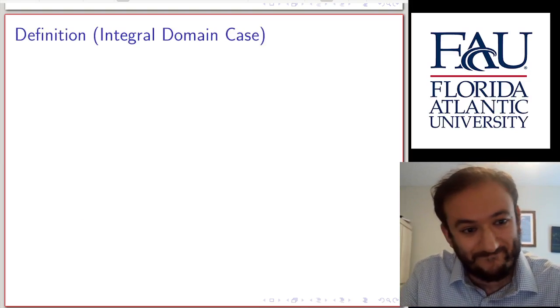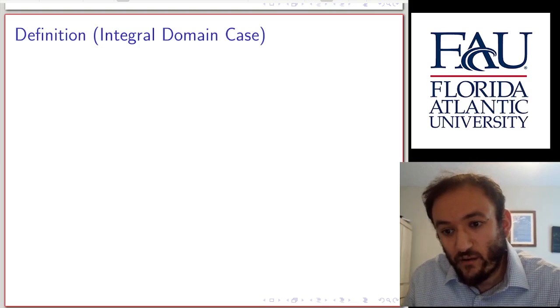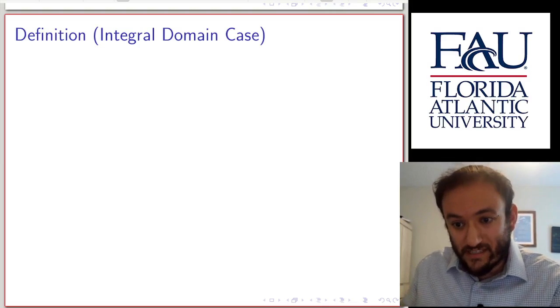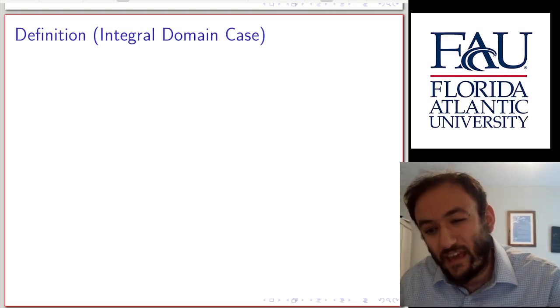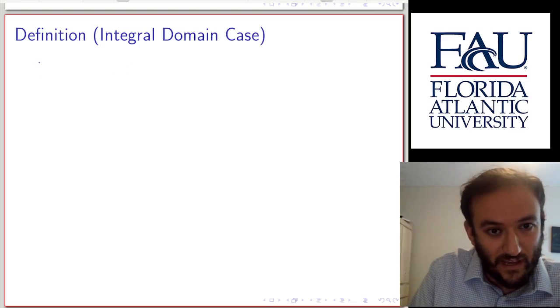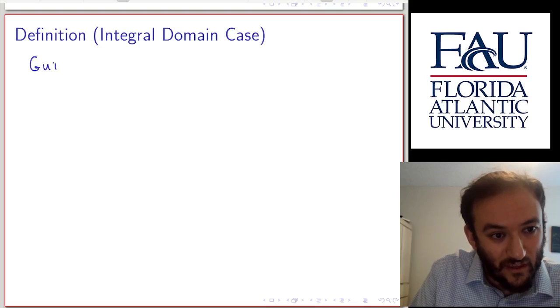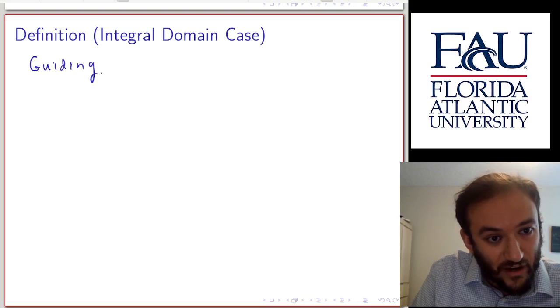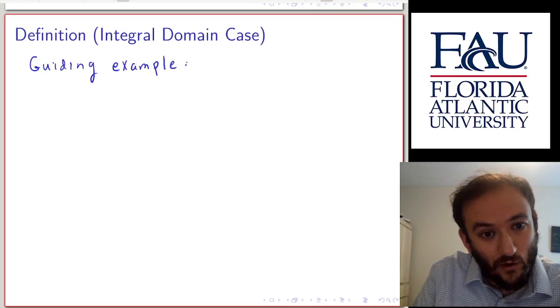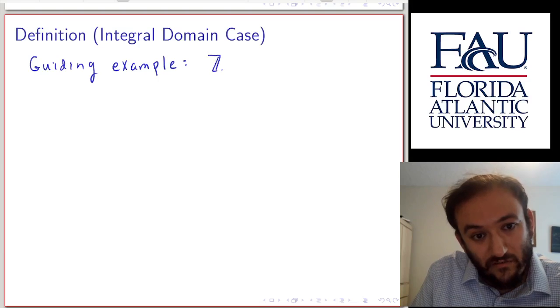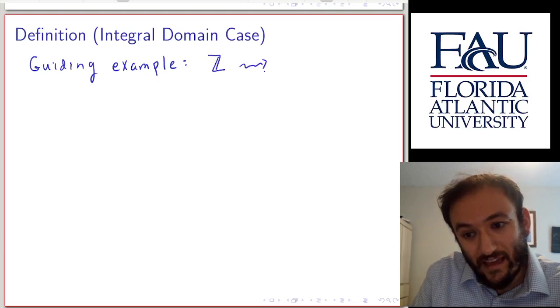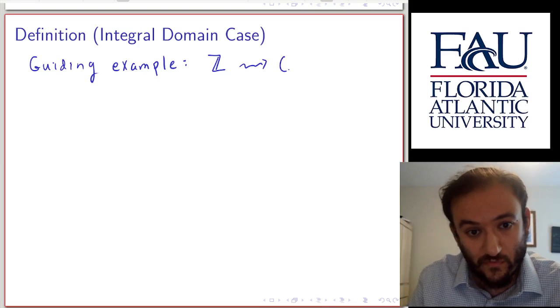Let's start. So we're going to define rings of fractions, or localizations, first in the case of an integral domain. Okay, and the guiding example that you might want to keep in the back of your head is how we can take the ring of integers and construct rational numbers.